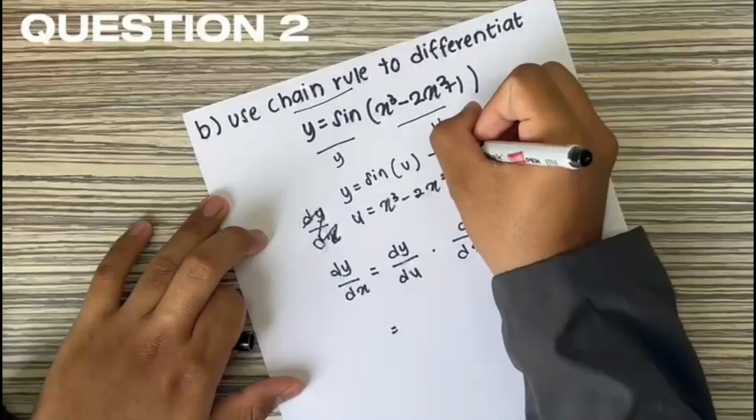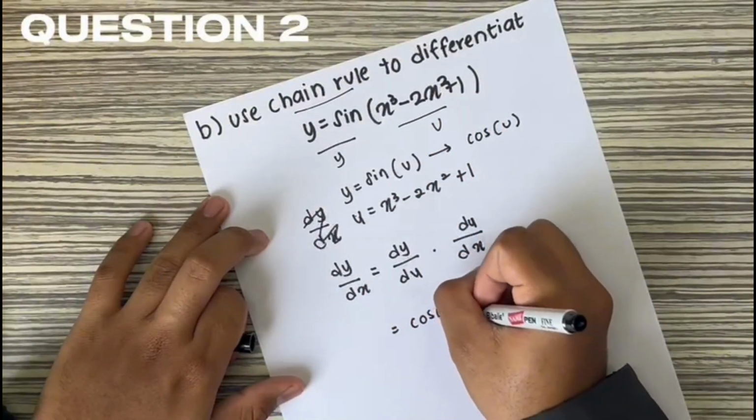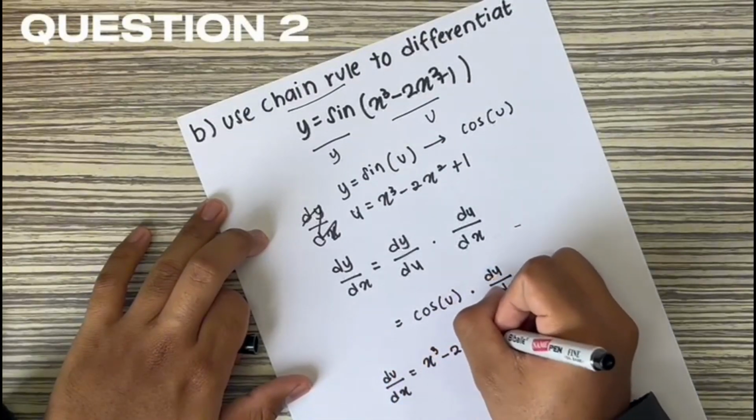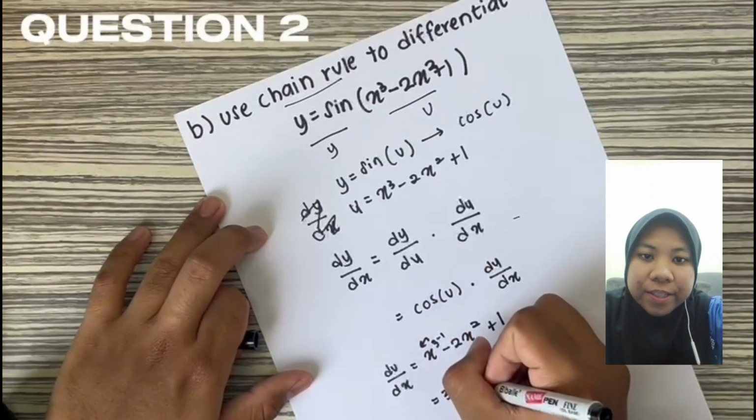And then our dy/du is sin, so we need to differentiate it to cos. And then we need to multiply with du/dx. So our du/dx is x cubed minus 2x squared plus 1. So we need to differentiate it.